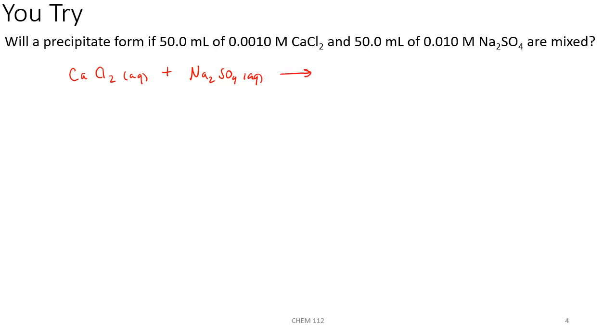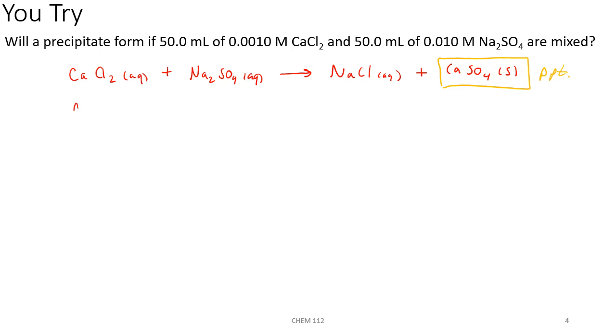And so our products are going to be sodium chloride, which will be aqueous, plus we're going to have calcium sulfate. Calcium sulfate would end up being a solid. So if we're going to form a precipitate at all, it would be the calcium sulfate because according to the solubility rules, that would be insoluble. So that's going to be our possible precipitate that we would form.